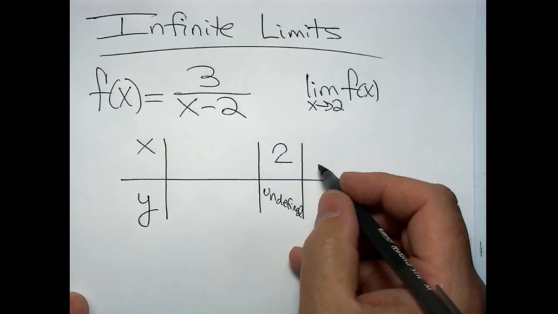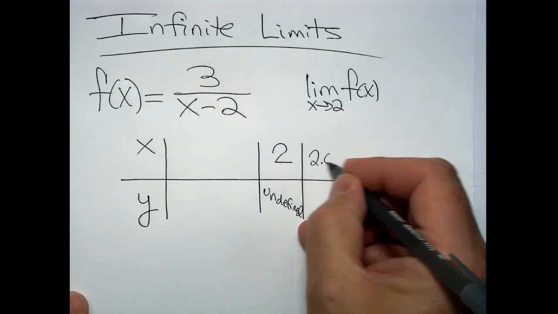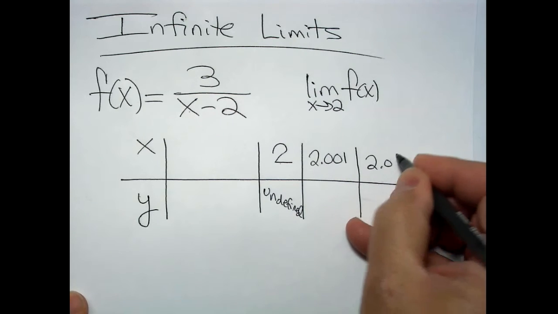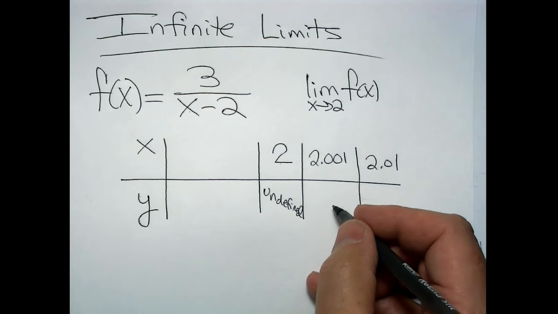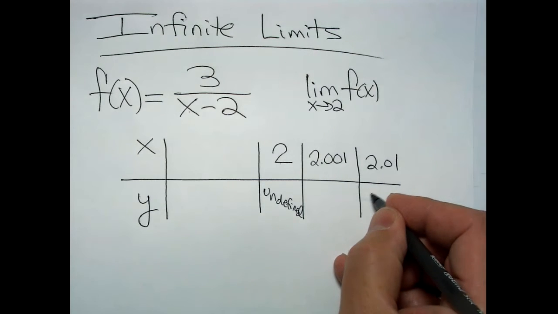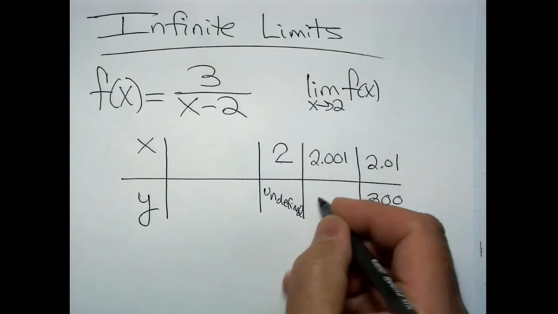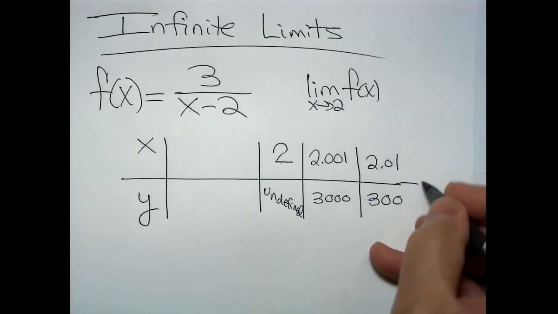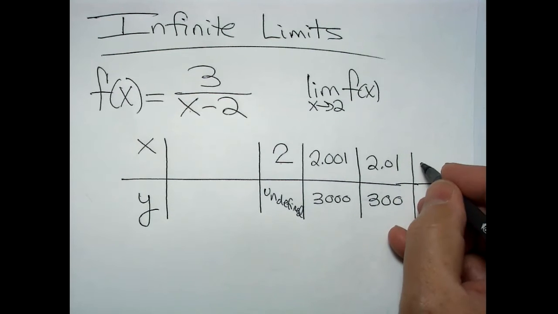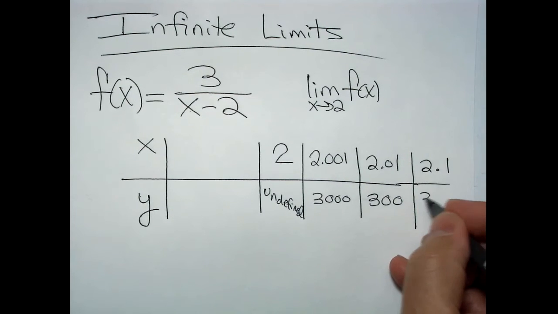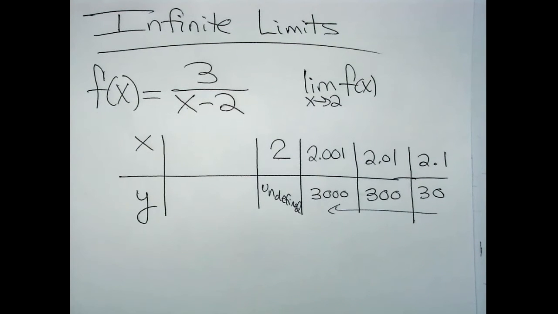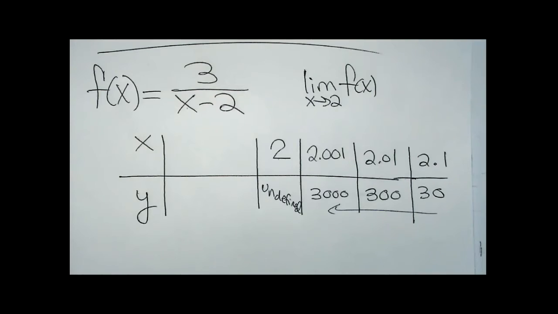But if we look nearby, we could plug numbers in like very close, 2.001 or perhaps 2.01, and you find that we do get a response from the function. In fact, here I get a 300. And here, actually, I get 3,000. I'm getting a very large figure. And maybe we go back a little bit here to 2.1, and you realize what's happening. What's happening is that the y value is not really trending towards any particular finite value. That y value is trending right up to very, very large numbers.